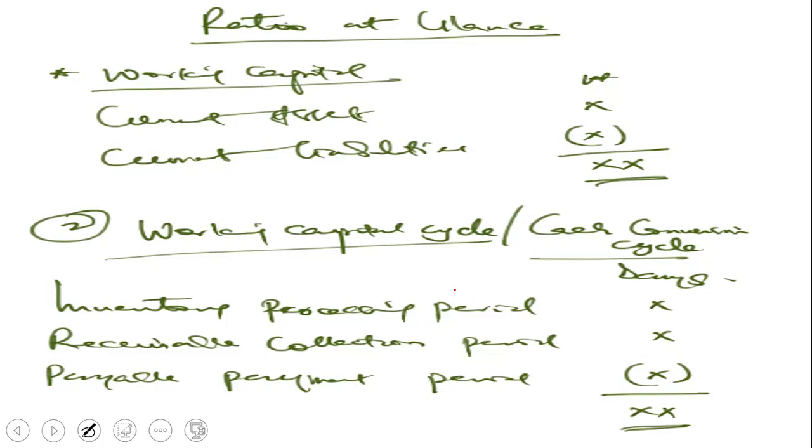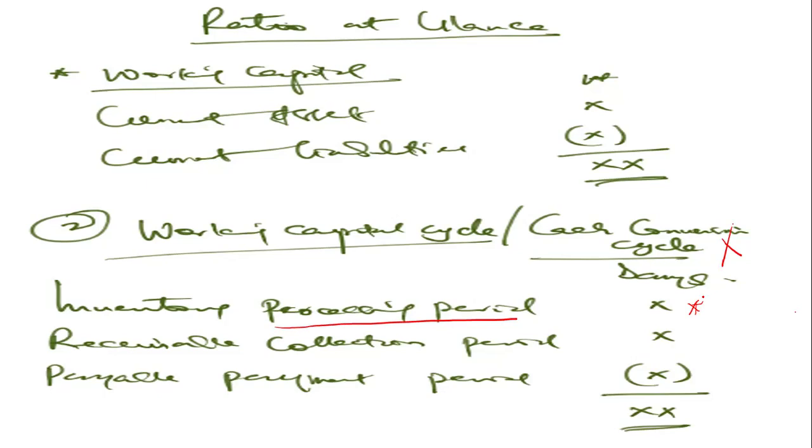Now we also have the next one, working capital cycle. Our working capital cycle talks about the inventory processing period. What is inventory processing period? And this you see when we move to higher class, but I will explain here. It's talking about the number of days it takes an organization to buy any item into the store, sell the item, and then be able to get their money back. So that is what we talk about as inventory processing period.